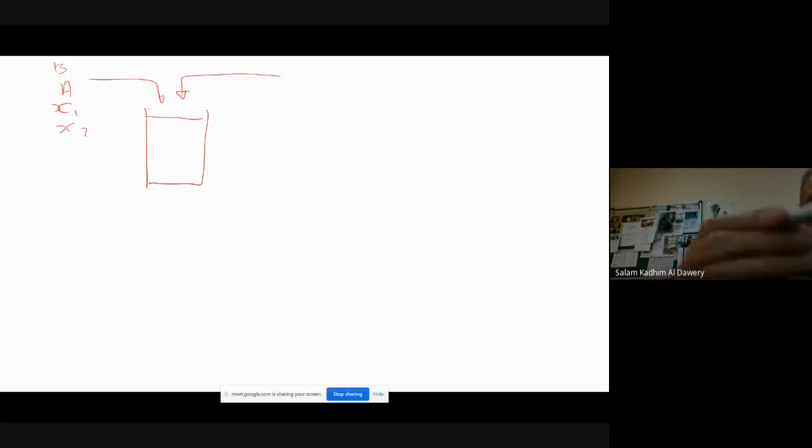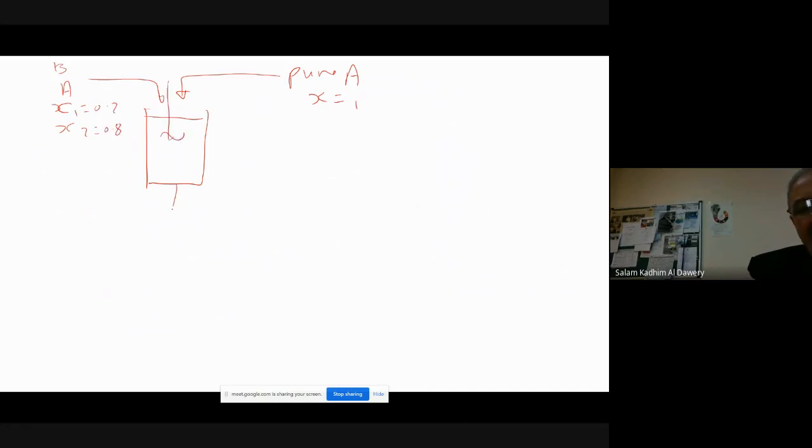Let me have a mixer tank. Mixing tank. You've got material A with a concentration X1, material B with X2, and you are adding another pure material A or B, pure A. It means X equals 1. Maybe here equals 0.2, this is equal to 0.8. You mix it together and you have an output product. I mean, you need to have this.